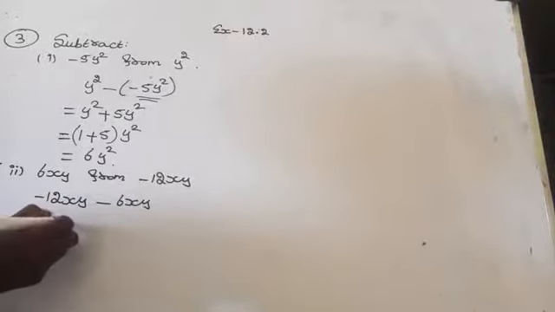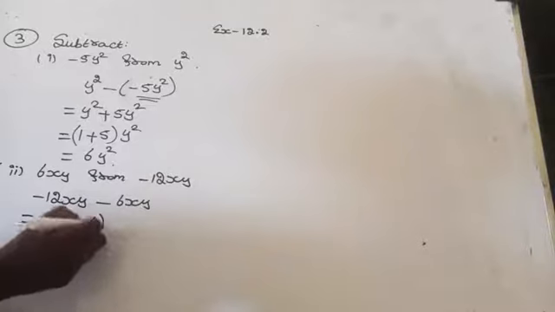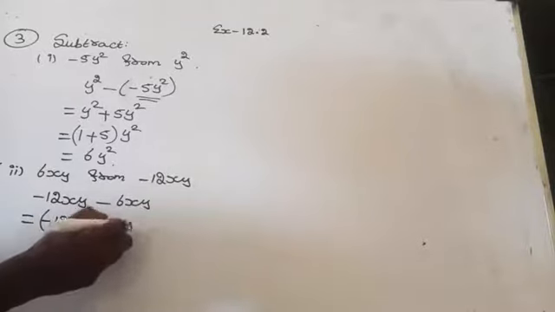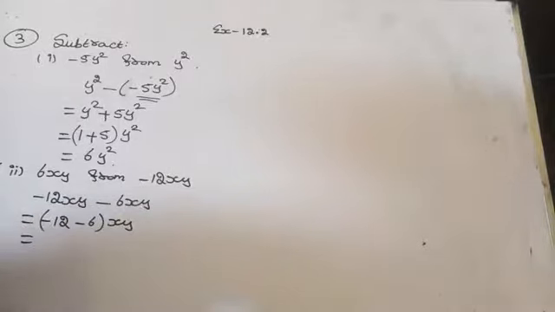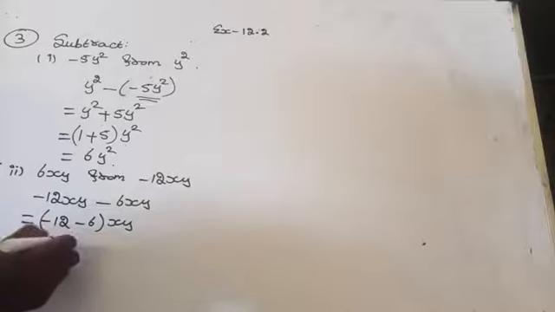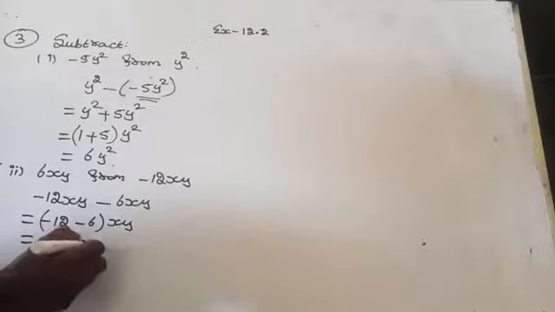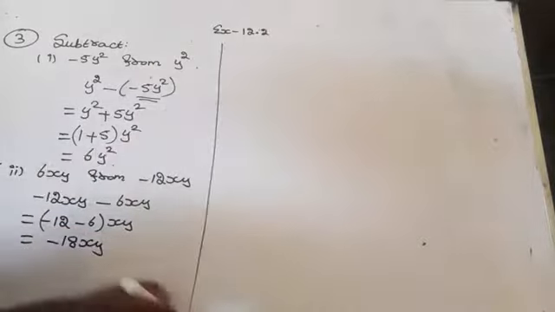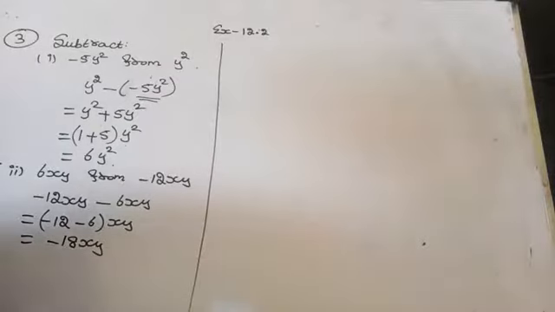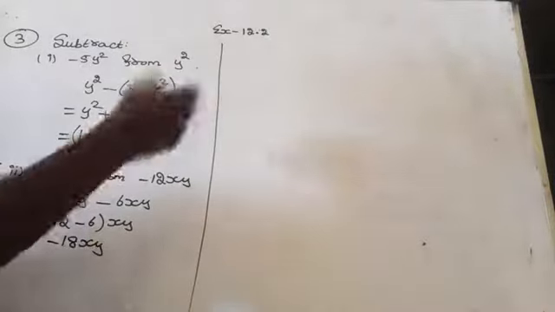Now, what is the numerical coefficient here? Minus 12. What is the numerical coefficient here? Minus 6xy. So minus 12 minus 6. How will you add two negative integers? Just add them as natural numbers and give the negative sign. That is minus 12 minus 6 is minus 18xy. Am I right here? Yeah.